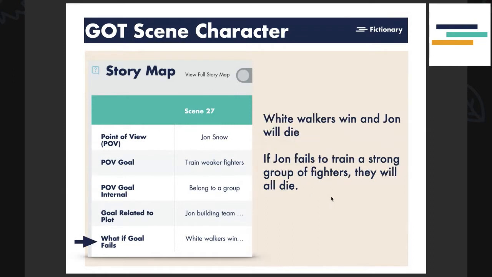And the thing is, what if the goal fails? That's what you're asking there. It doesn't have to fail. So this is really important. It can fail or it can succeed. But even if the goal succeeds for a scene, there has to be a consequence if it didn't. And in this case, if John fails at creating a strong team, the White Walkers are going to win. And John and all of the others are going to die. So it's strongly related to the plot, and there are really big consequences if he doesn't succeed.